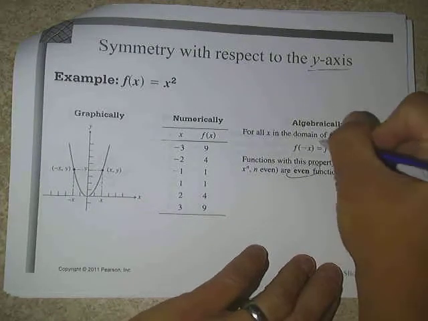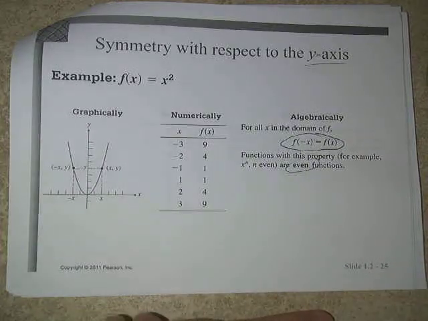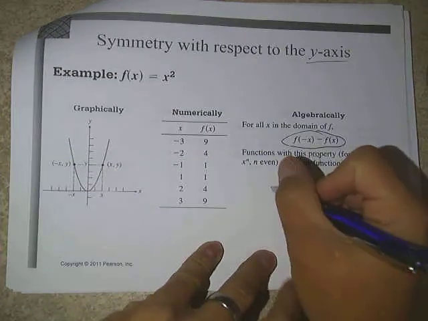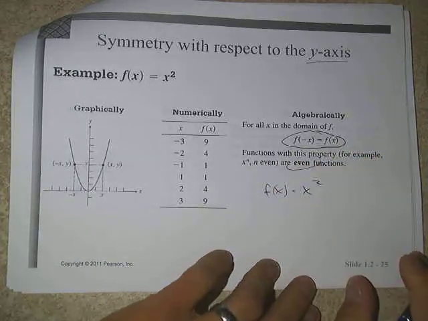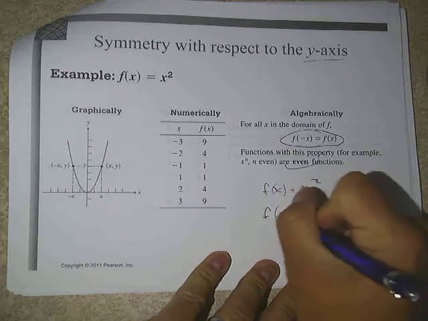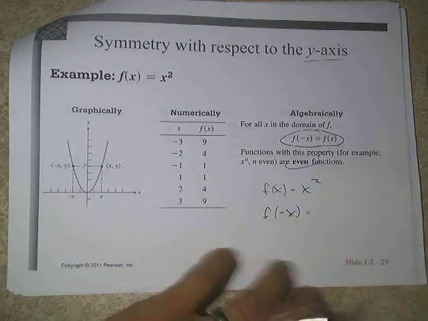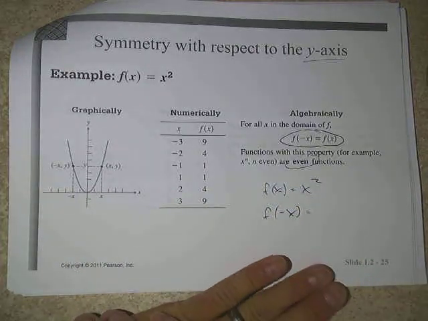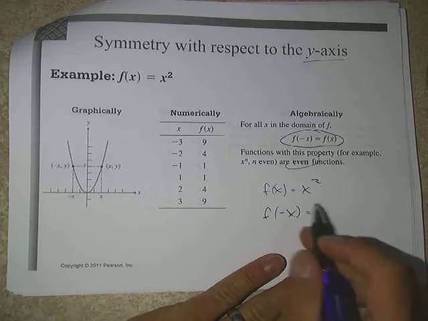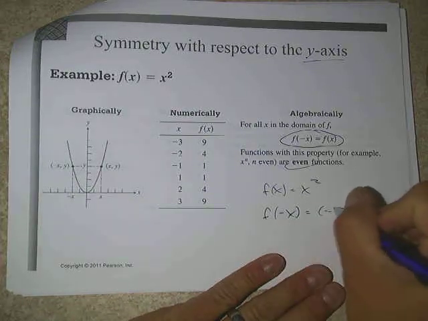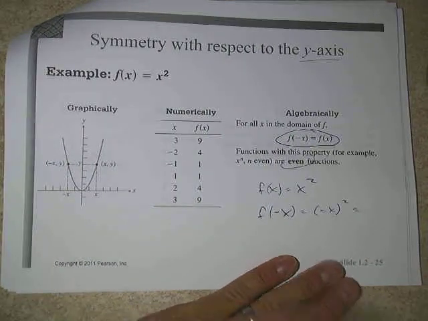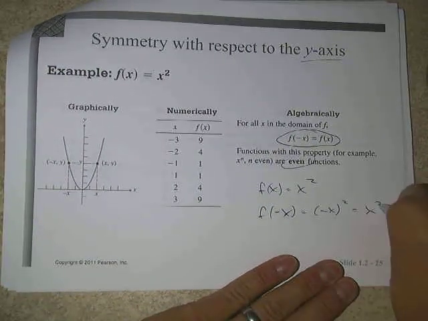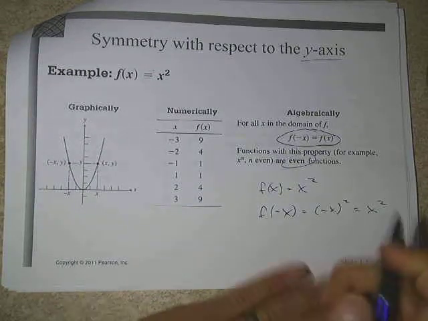Now, algebraically, this right here is a fact. I'm going to show you how to show that in just a minute. With that said, if I look at my function f of x equals x squared, what I want to do to show algebraically that it's even is to take a look at f of negative x. I know f of x is x squared. If I put in a negative x instead and then simplify it, if I do negative x and I square it, what would that give me? It'd give me x squared.